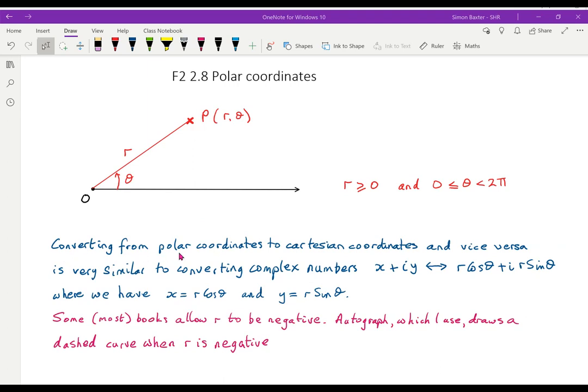We can convert from polar coordinates to Cartesian coordinates if we think of this initial line as the x-axis and the perpendicular line as the y-axis, and vice versa. It's very similar to converting complex numbers from x plus iy to r cos theta plus ir sine theta, or in the other direction. In this case, we have x is r cos theta and y is r sine theta. Some books, most books, allow r to be negative. Autograph, the graph plotter which I use, draws a dashed curve when r is negative.